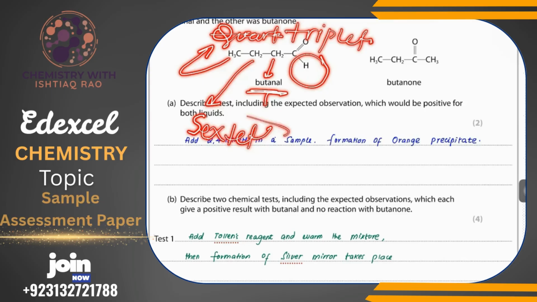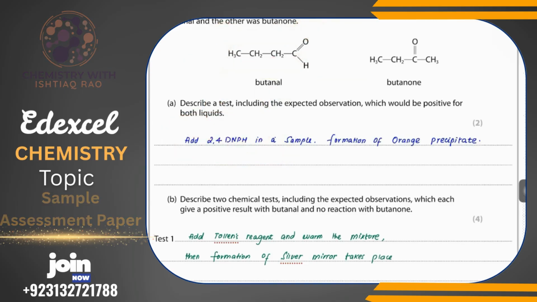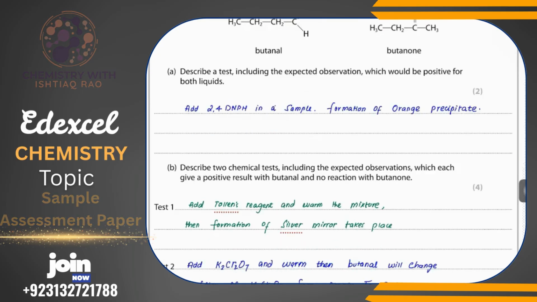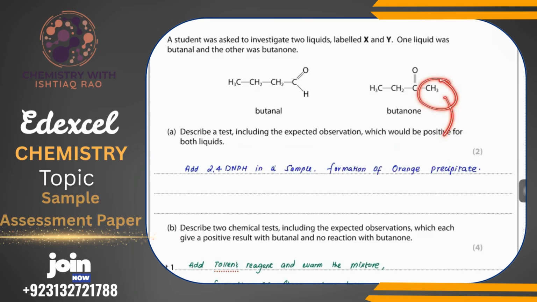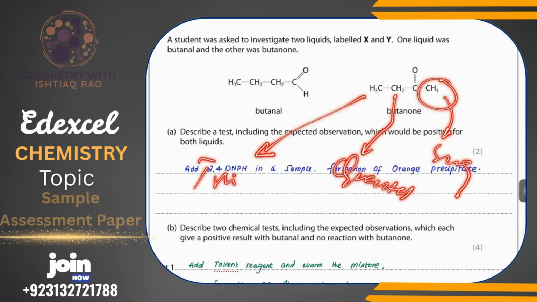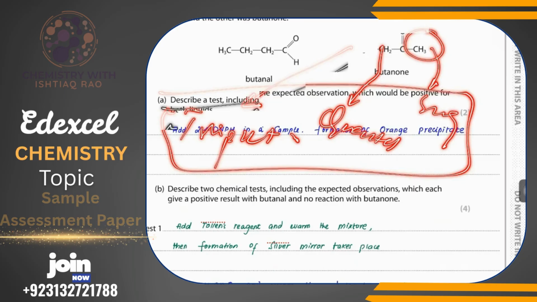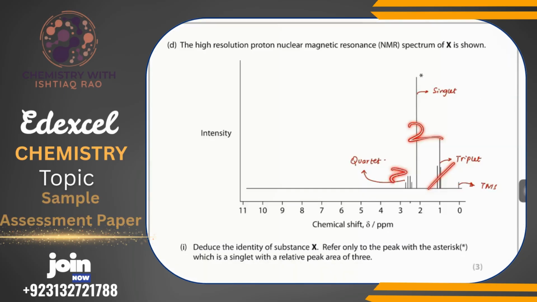Did you see any sextet peak in the given NMR? No. No, no. It may be butanone, isn't it? It's a good hint for us. Okay. This is your singlet. This is your quartet. This is your triplet. So that's the answer. Three areas. I have three peaks. One, two, three.